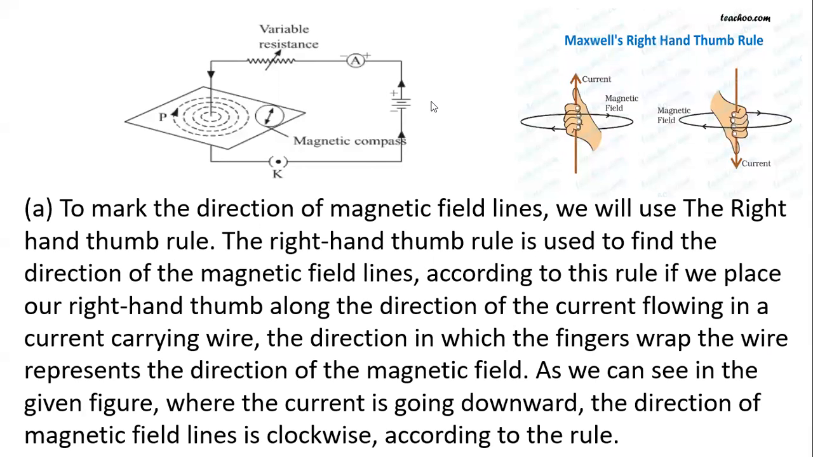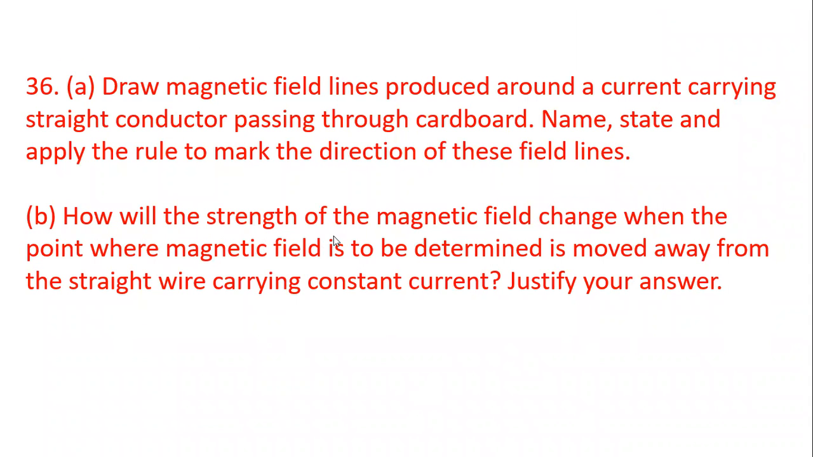Let's move to the B question. How will the strength of the magnetic field change when the point where the magnetic field is to be determined is moved away from the straight wire carrying constant current? Justify your answer.